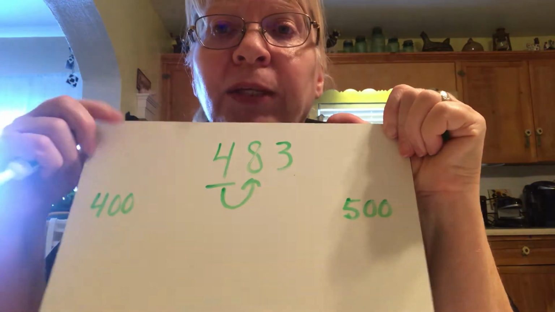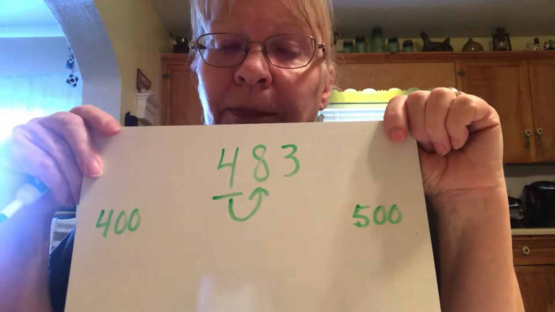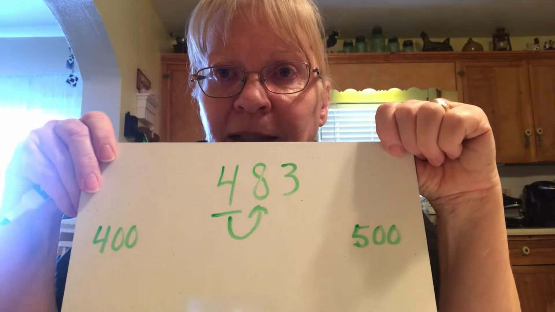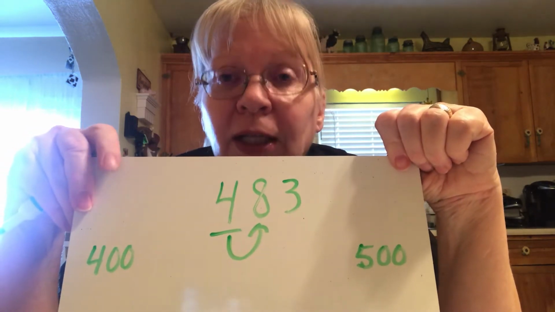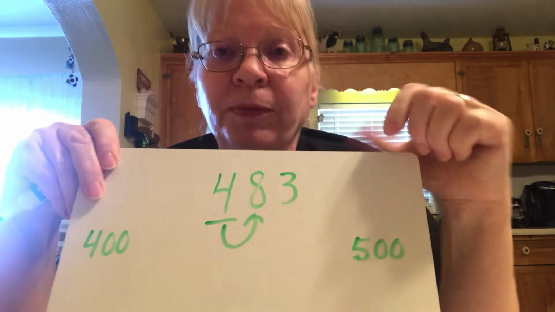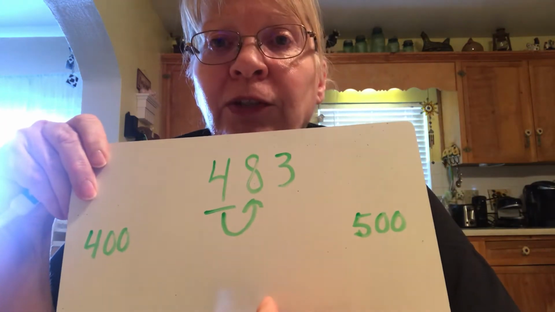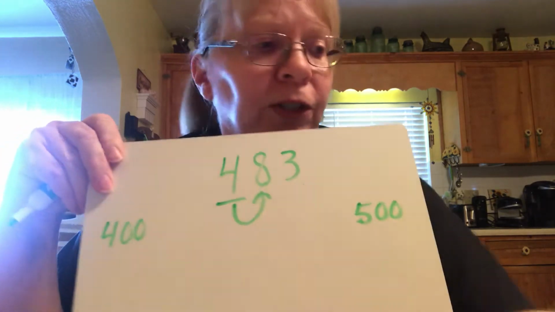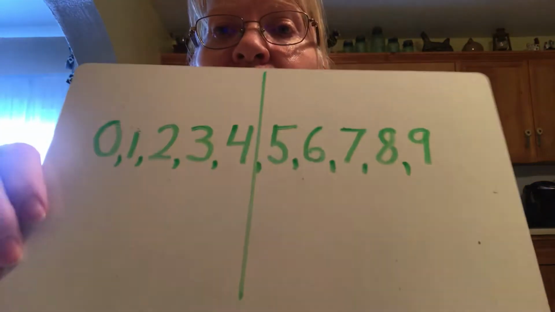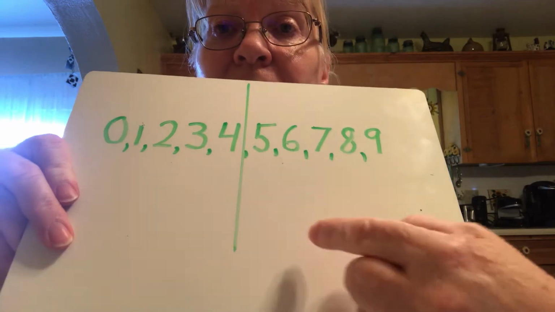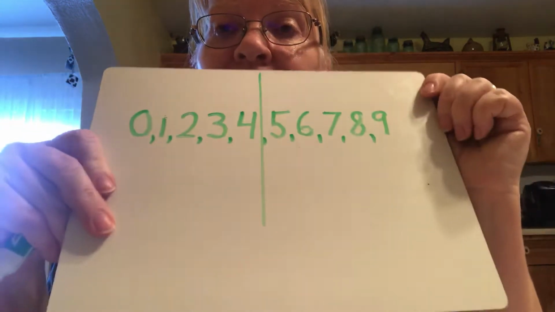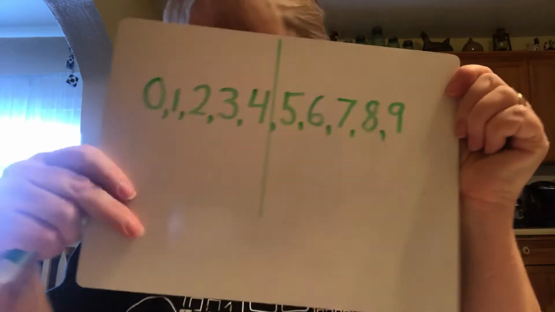Now the 8, is that going to make the 4 go up, or is it going to make it stay where it's at? If we use our rhyme, 5 or more, raise the score, that means we're going to go higher. So 483 is closer to 500 than it is to 400. Also, if we look on this, we can see the 8 is on the higher end. So that's when you go up. This is when you stay where you're at.